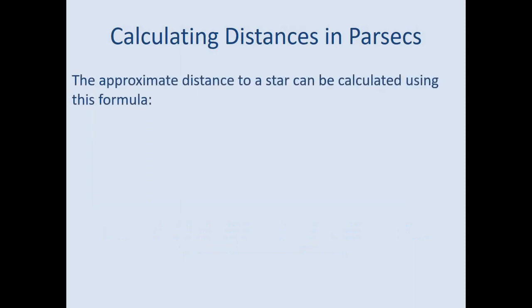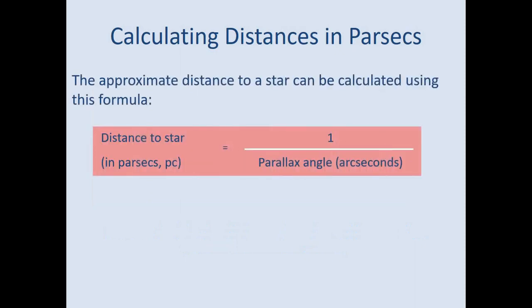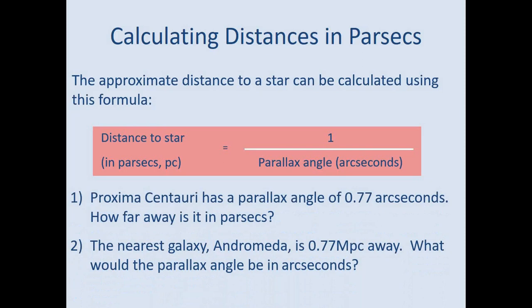Okay, why are we doing this? Well, we're doing it because it's really, really easy to work out the distance to a star in parsecs when you measure your parallax angle in arc seconds. The distance to a star in parsecs is equal to 1 divided by the parallax angle in arc seconds. Very straightforward. Have a go at a couple of examples now. Pause the video so I don't move on while you're trying it.